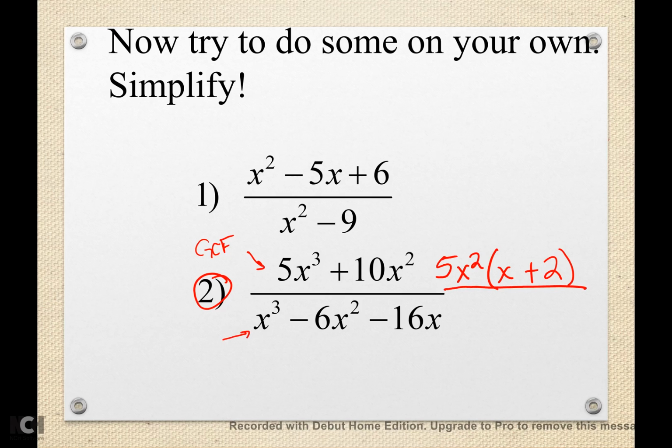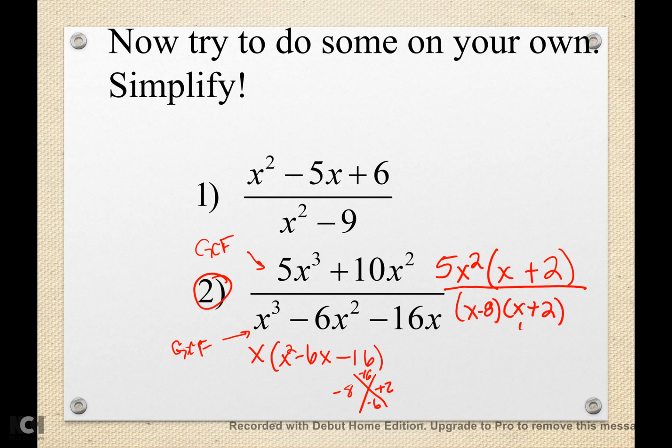This one down here actually can be factored twice. It does have a GCF, but after we take out the GCF, check it out, we still have a factorable quadratic. So we can do the x method. Two things to multiply to be -16, add to be -6. Those two things are -8, +2. So the factors come out to be real easy: x minus 8, x plus 2. Eliminate those. So the answer is 5x squared over x minus 8.